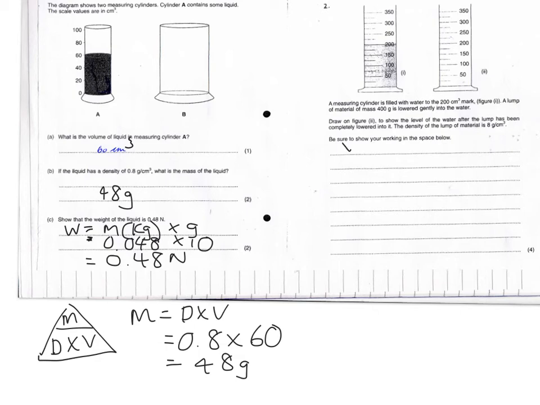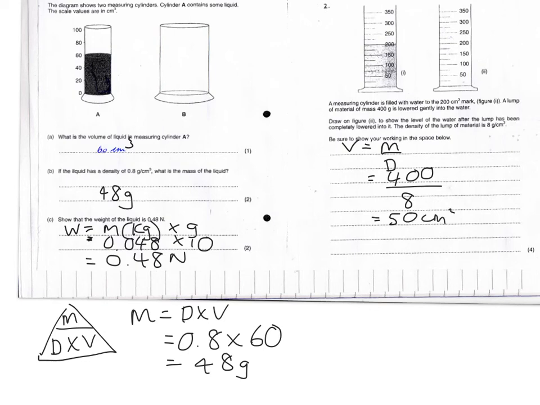So volume equals mass divided by density. We've been told that the mass is 400 divided by the density, which we've been told is 8. So therefore the volume is 50 centimetres cubed.